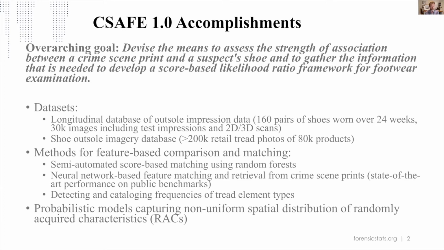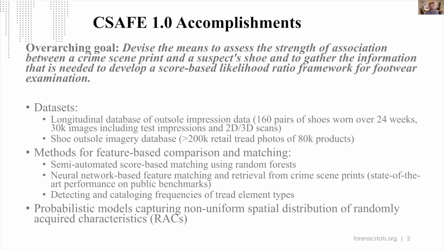The second sort of thrust is actually developing methods to quantify feature-based comparison and matching. And so a few highlights here. So one was developing semi-automated score-based matching in order to extract features from impression evidence and make comparisons that can be calibrated probabilistically. We've also developed techniques for matching and retrieval from large collections of test impressions. And in this case, in the existing benchmarks, which have been publicly available, we've shown very good results there in terms of being able to retrieve test impressions from examples of crime scene evidence.